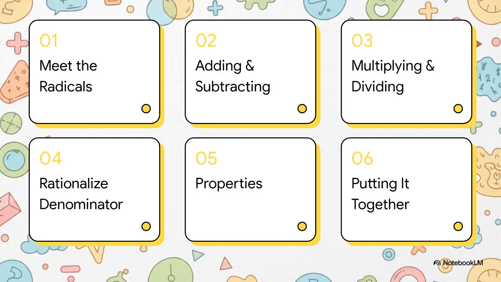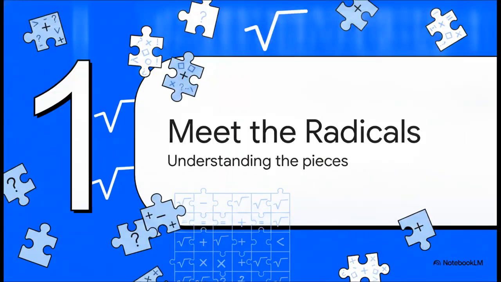So here's our game plan for today. We're going to cover meet the radical terms, adding and subtracting, multiplying and dividing, rationalizing the denominator, properties of real numbers, and finally, putting it all together. All right, section 1, meet the radical terms. We really can't solve the puzzle if we don't know what pieces we're working with, right?